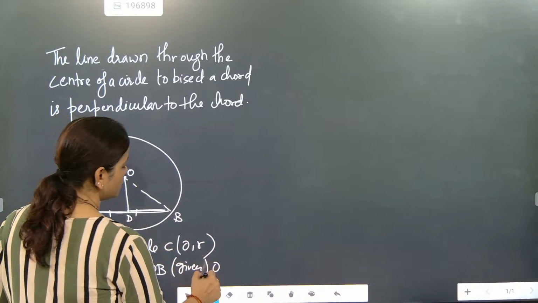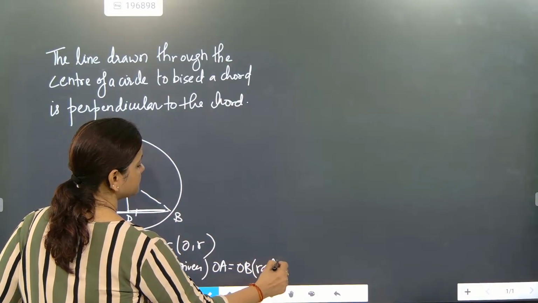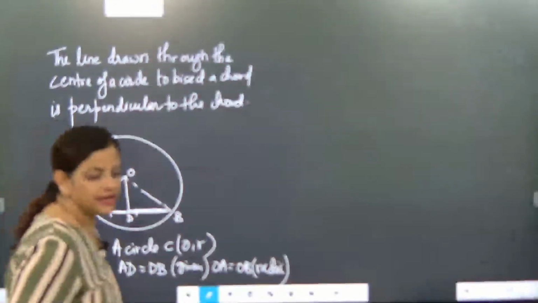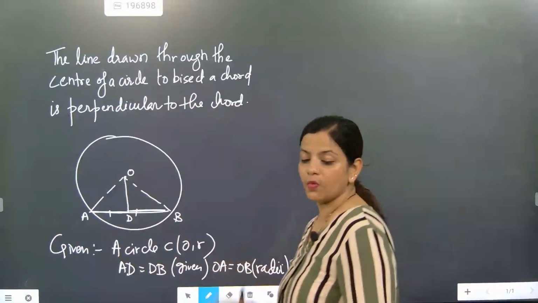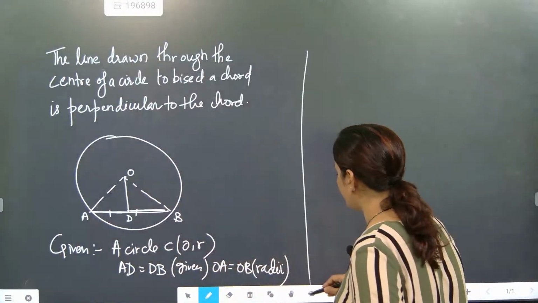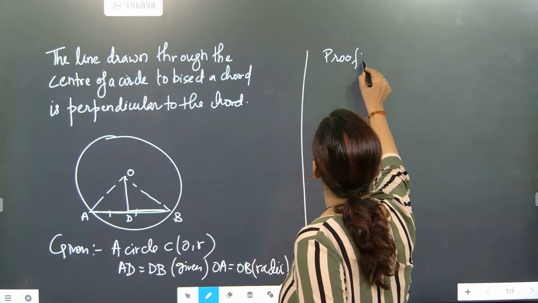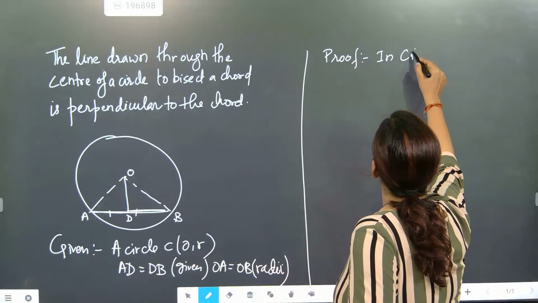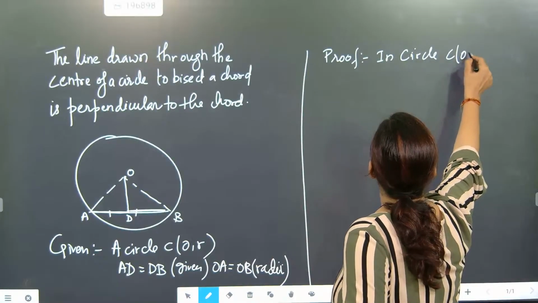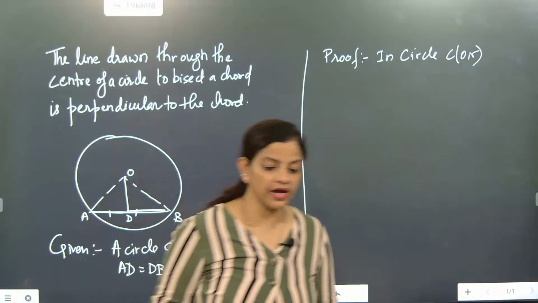Next part, what is there? OA is equal to OB. These are radii. OA is equal to OB. This is exactly what, beta? Radii. Now what are we going to do? We need to prove this section. So in the proof section, we will write: in circle C with center O and radius R.